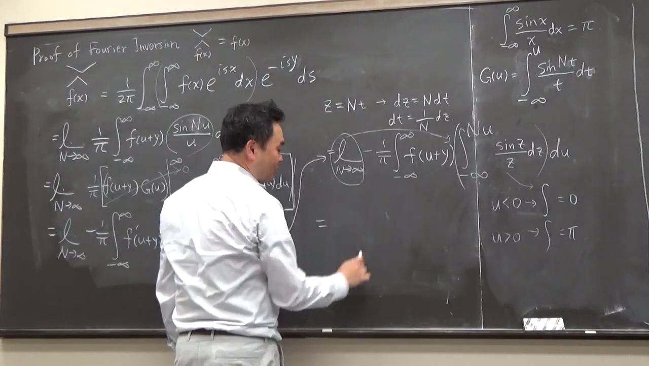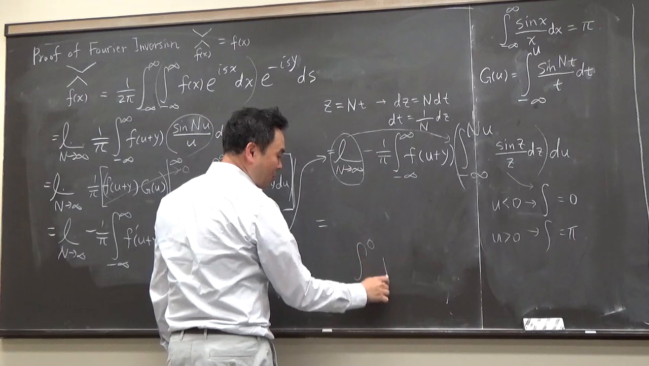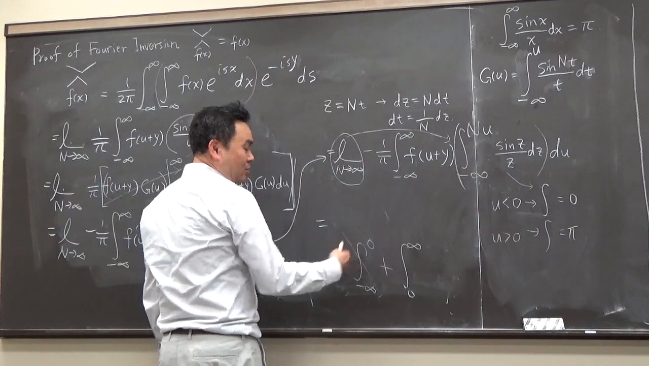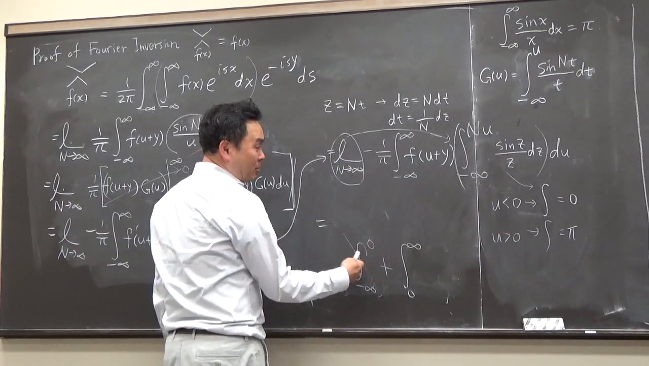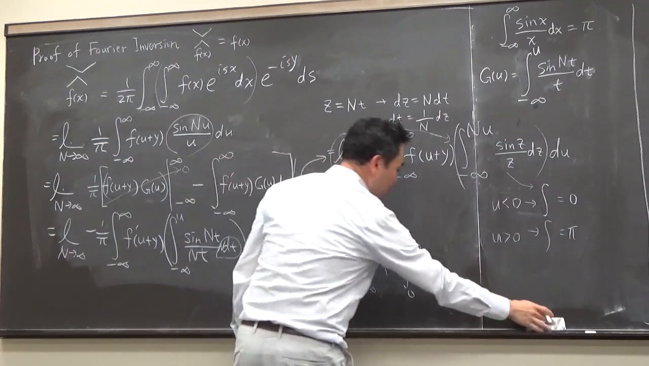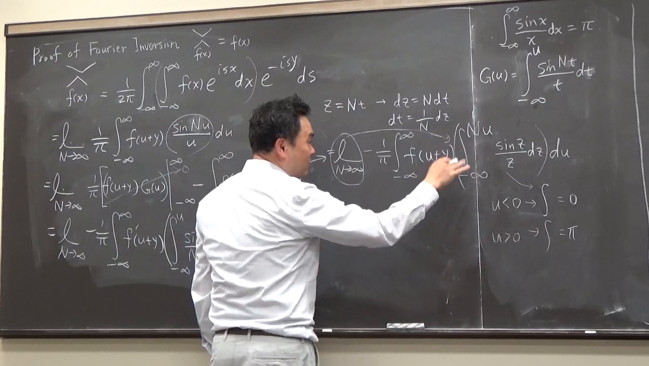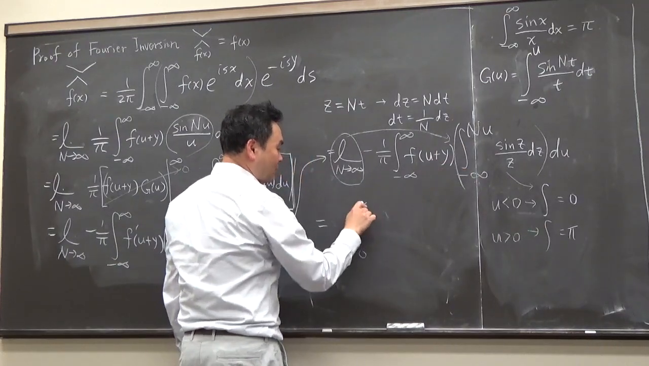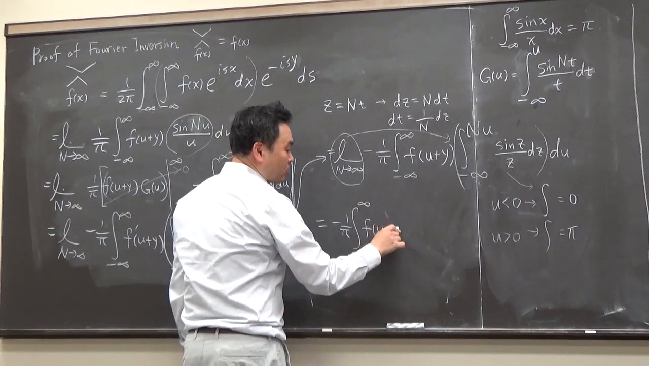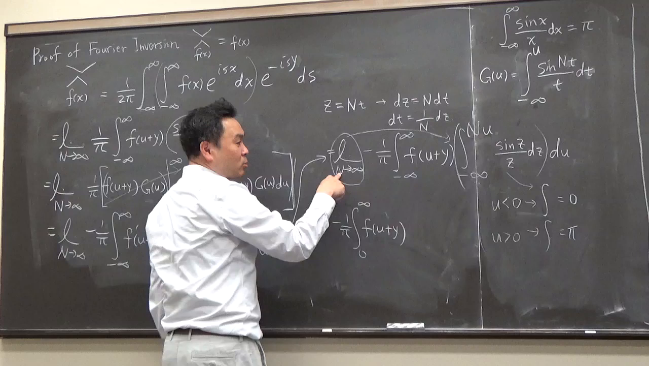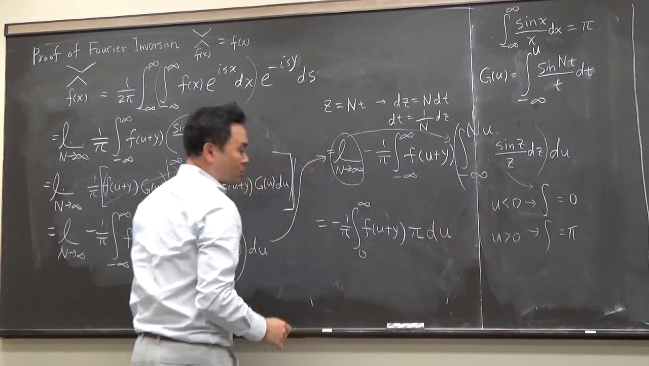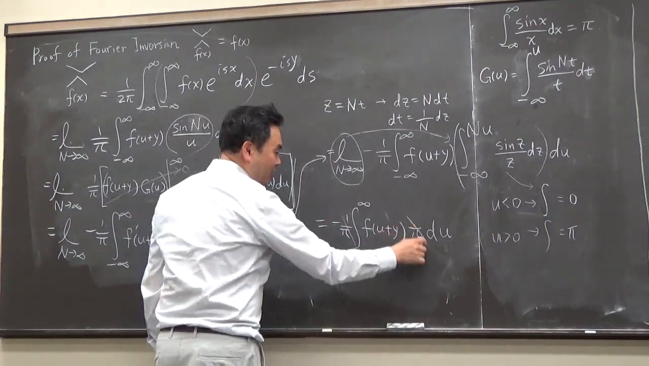You can split this integral as the integral from negative infinity to 0 plus the integral from 0 to infinity, right? But the first integral is gone because for those values of u, the inner integral gives you 0. And when u is positive, from 0 to infinity, the integral that we have, as n goes to infinity, will converge to pi. So that's what we have, and 1 over pi cancels pi.